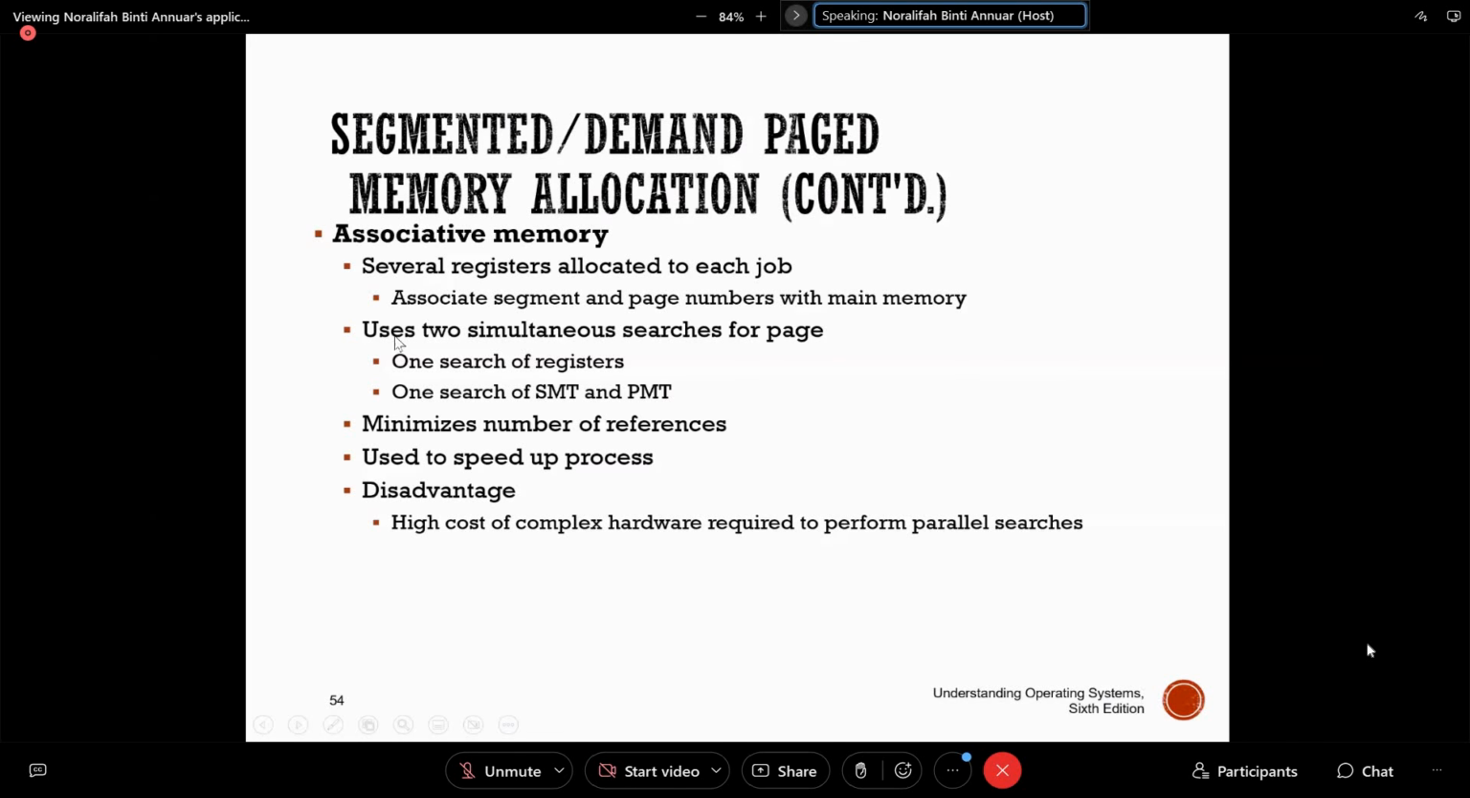Sendiri. Ini associative memory ni, I'm not quite sure. Yang ni kita cover dalam CA, I'm not quite sure what it's appear here again. Tapi you boleh baca sebagai pengetahuan sajalah. It's quite complicated. Dia ada register. Remember, register is to hold address temporarily.